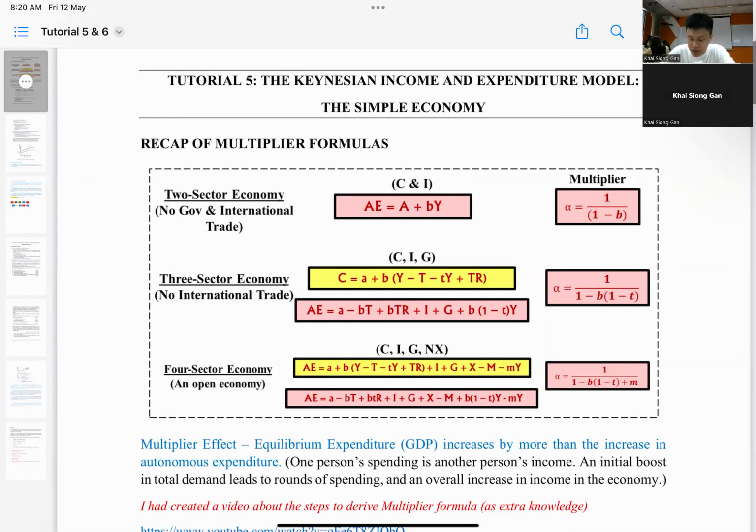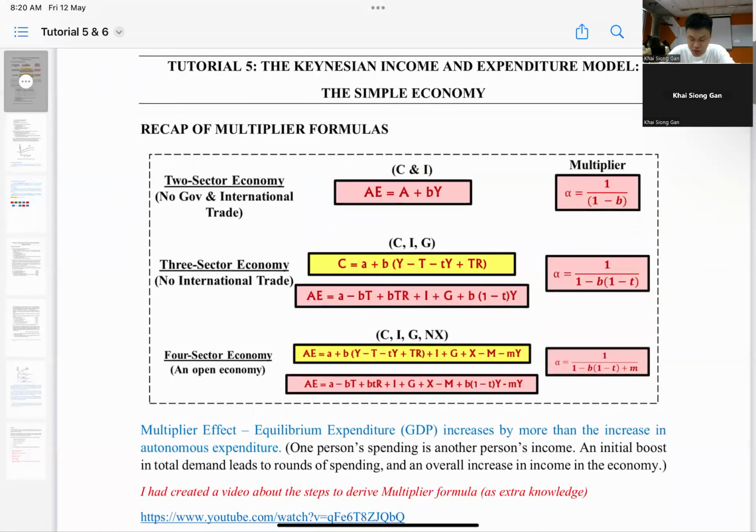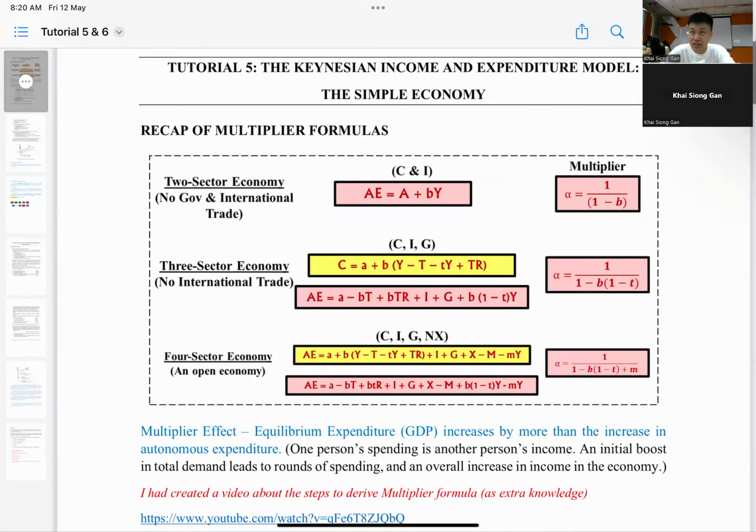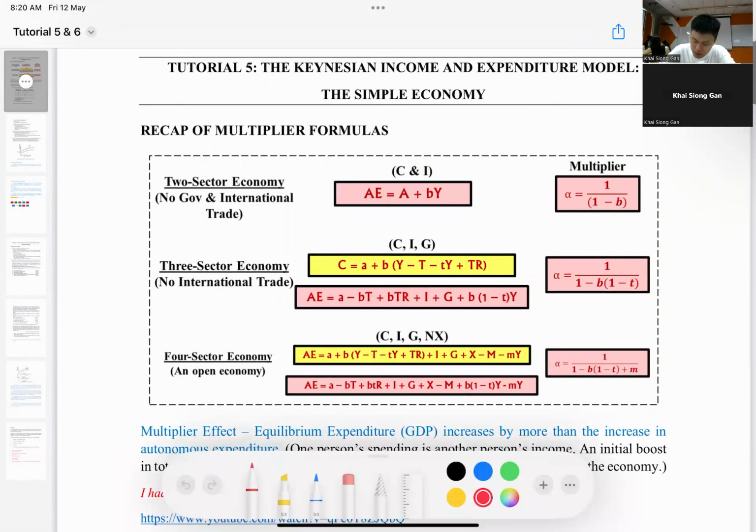we need to know. But before that, in this chapter, in tutorials 5 and 6, there's one concept that's very important. It's called the multiplier concept. So we talk about multiplier, right? Here there are three formulas of the multiplier, for three different sectors of the economy, and this is the one that you're going to use very often when you calculate the multiplier.